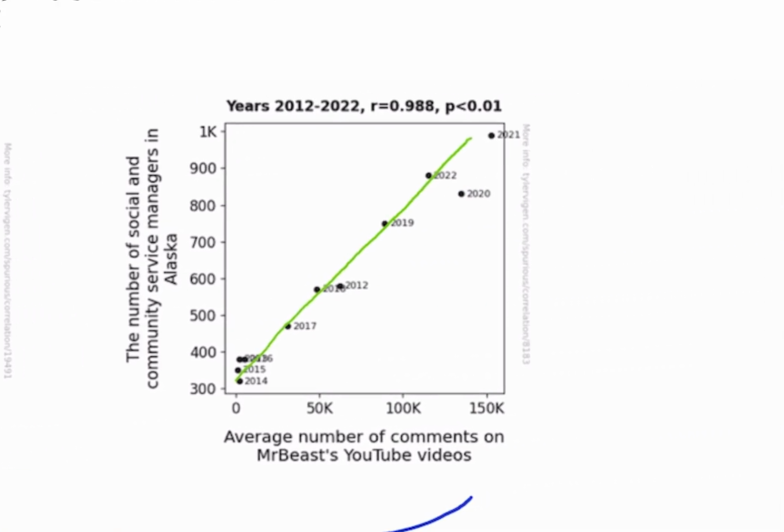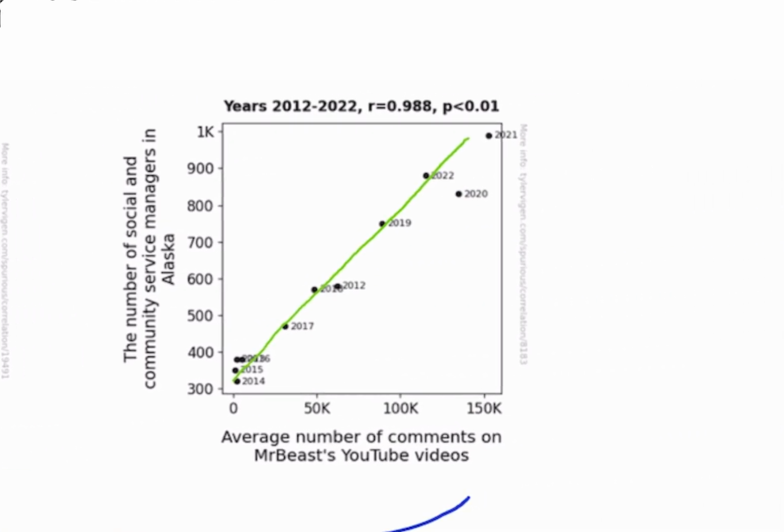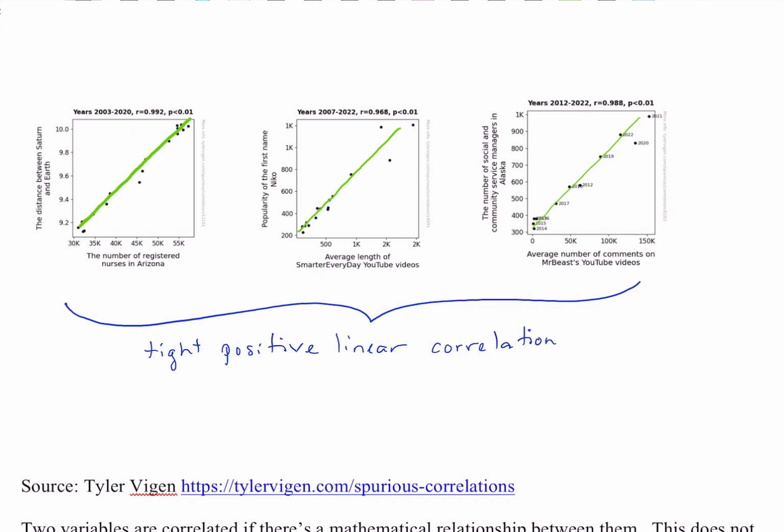And the last one, the average number of comments on Mr. Beast's YouTube videos is the horizontal axis. And the dependent variable on the vertical axis is the number of social and community service managers in Alaska. So does that mean that if Mr. Beast YouTube videos get more comments, suddenly there's going to be more social and community service managers in Alaska? Again, that's completely ridiculous. In fact, these are so ridiculous, you might think the numbers are made up. But you know what? They're not.